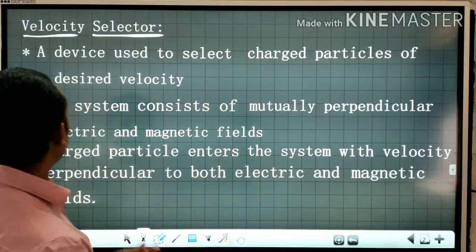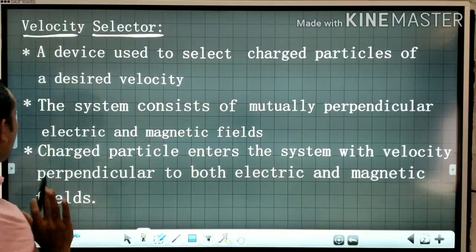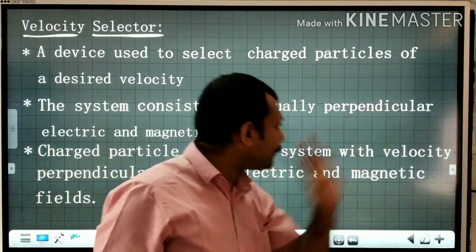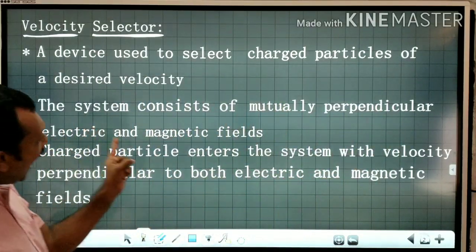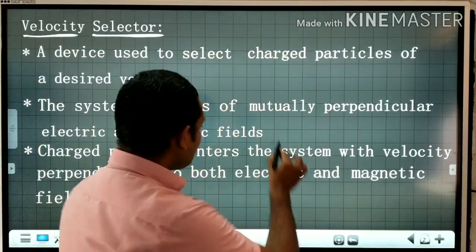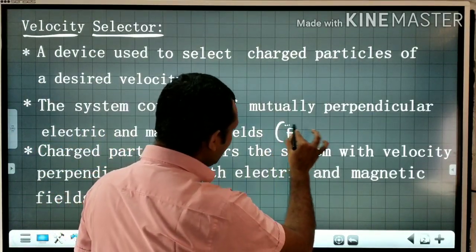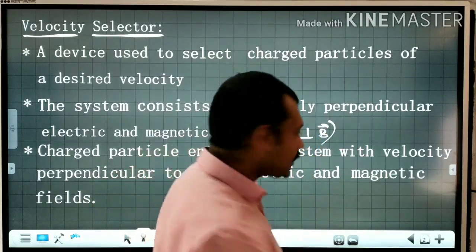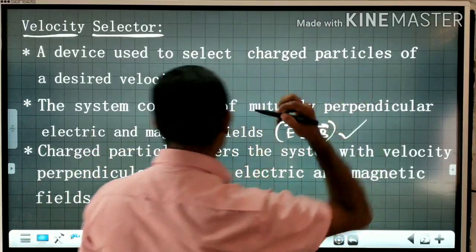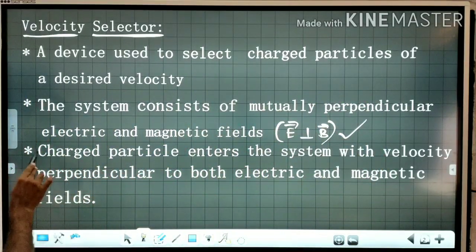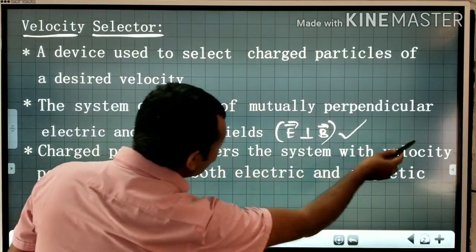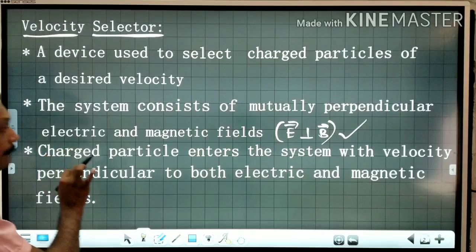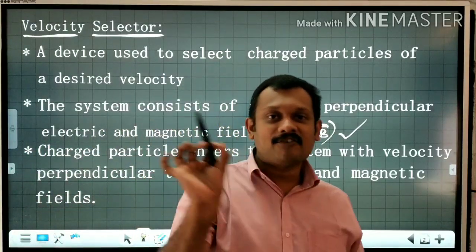Now, what does a velocity selector or velocity filter comprise of? The system consists of mutually perpendicular electric and magnetic fields, which means here the electric field is perpendicular to the magnetic field. What next? This is very important, I tell you. What next? The charged particle enters the system with a velocity perpendicular to both electric and magnetic fields.